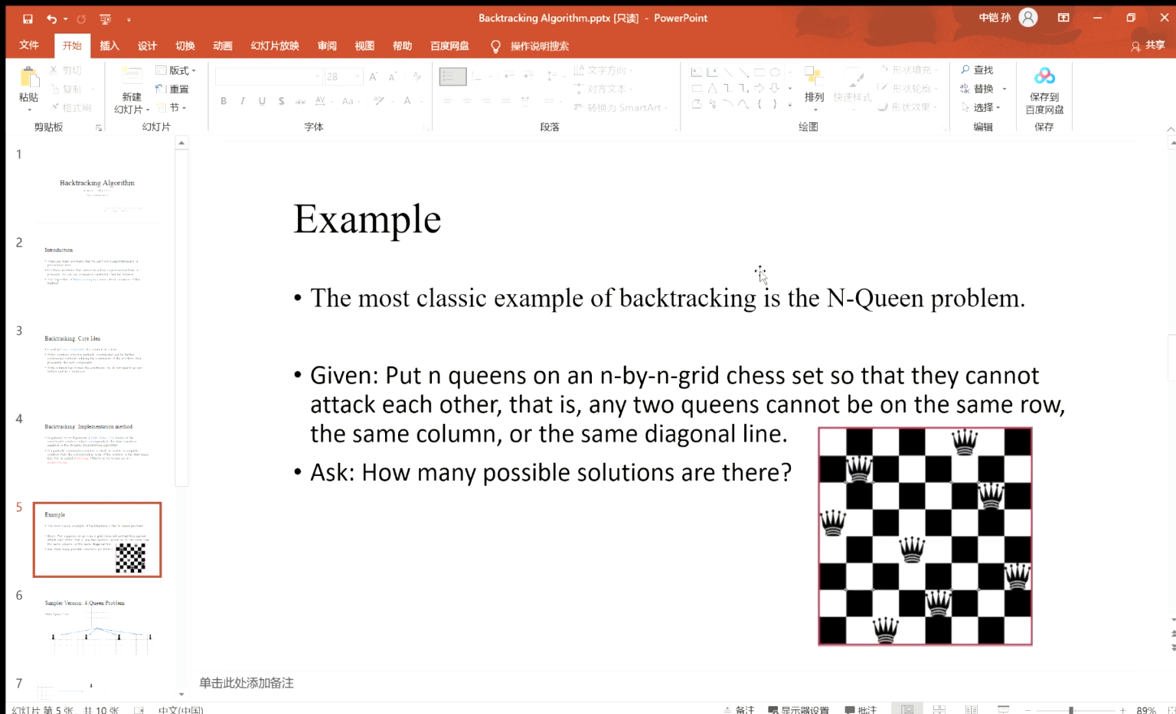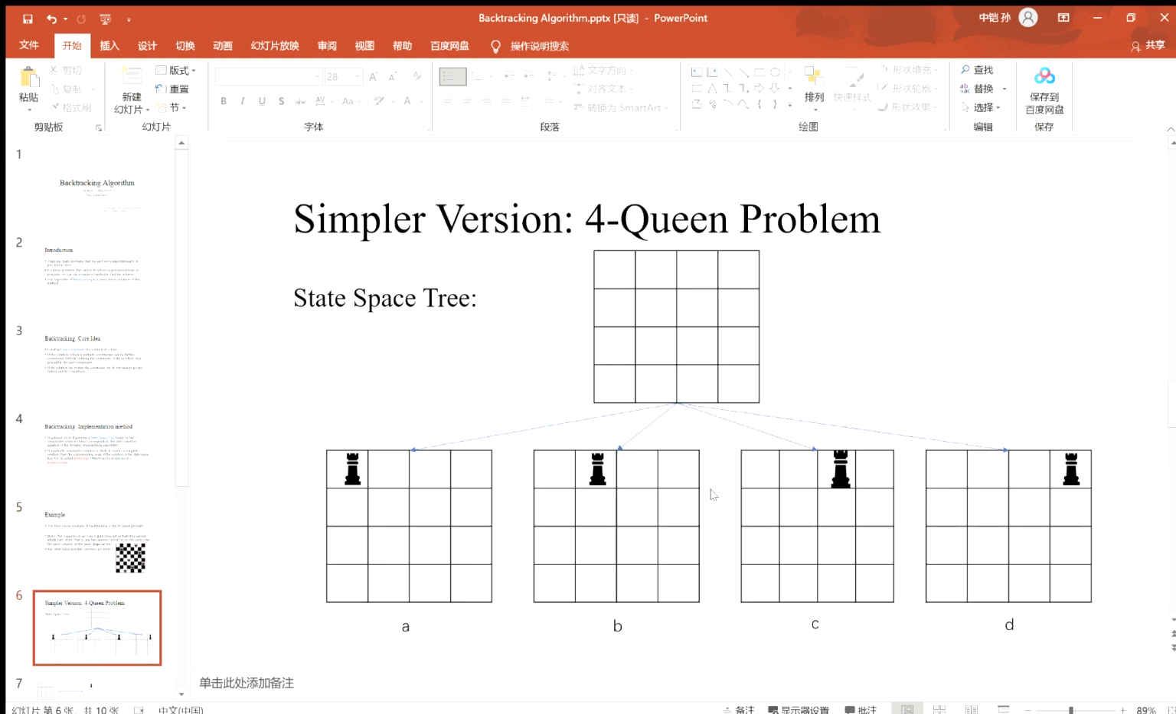Next, we are going to talk about one classical application of the backtracking algorithm, the n-queen problem. What is the n-queen problem? Suppose that we put n queens on an n by n grid chess board so that they cannot attack each other. That is, any two queens cannot be on the same row, the same column, or the same diagonal line. And the question is, how many possible solutions are there? For the convenience of visualization, we will give an example where n equals 4.